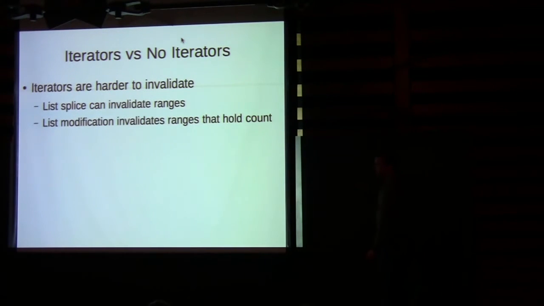Iterators are harder to invalidate. That comes back to what I said to Marshall. Here's a funny thing. If you have a std list and you do a splice, that does not invalidate iterators. Iterators stay valid because they refer to one element. And if that element is now in a different list, the iterator does not care.